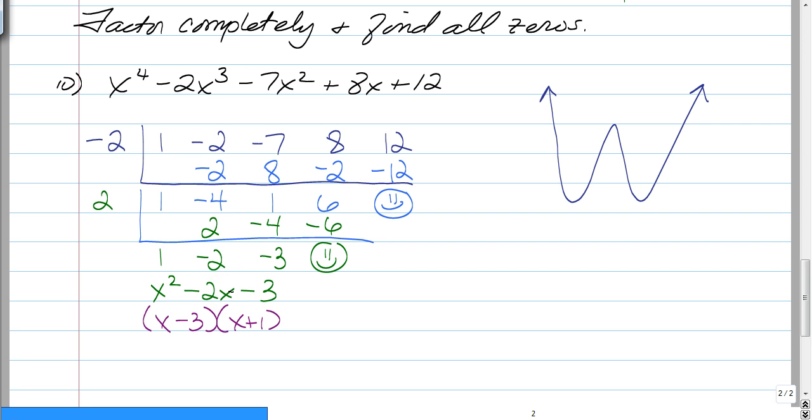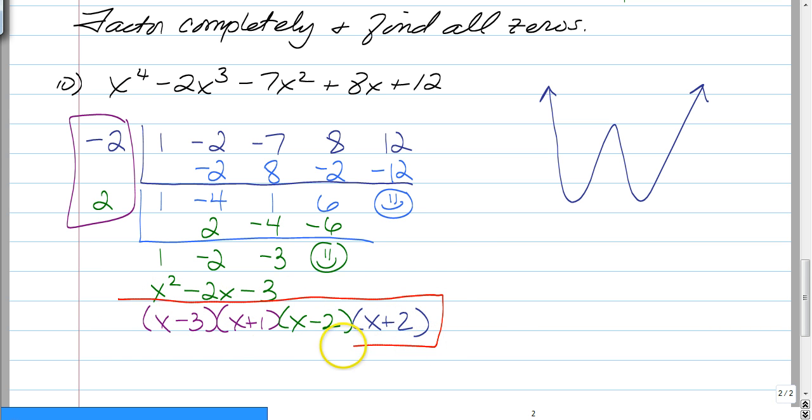Now, the secret to success is you cannot forget about these 2 terms that you use for synthetic division. Those are part of your factored answers. So where did the -2 and the +2 come from? The 2 came from an x minus 2 and the -2 came from an x plus 2. And now you have your completely factored answer. That's what we need to see, all 4 terms. If you just would have written the purple part, you would lose points for not having it completely factored.